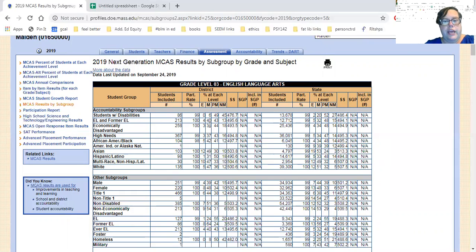So we have here in the district, 37 students are exceeding or meeting expectations, and we have 37% of students, and we have 62% of students are not. So what about non-economically disadvantaged? When we're looking at non-economically disadvantaged students, 63% are exceeding or meeting, and 37% are not. So that's our information for ELA.